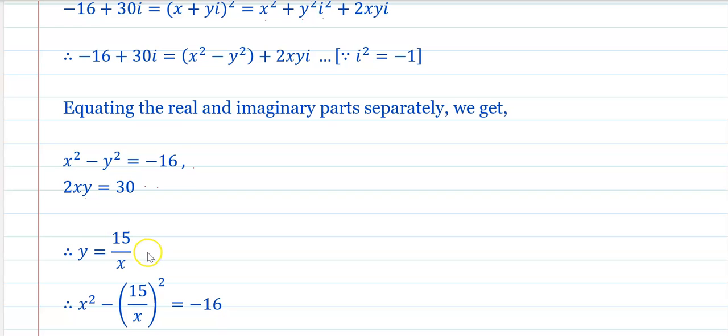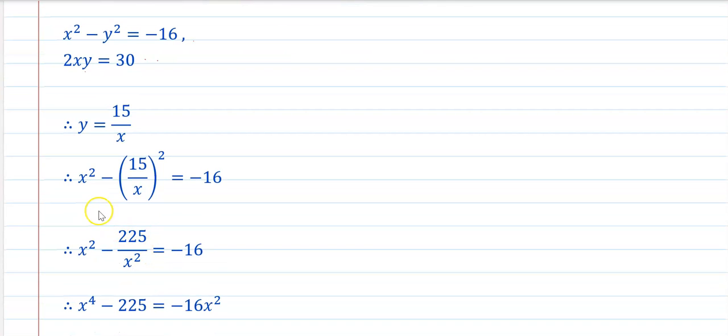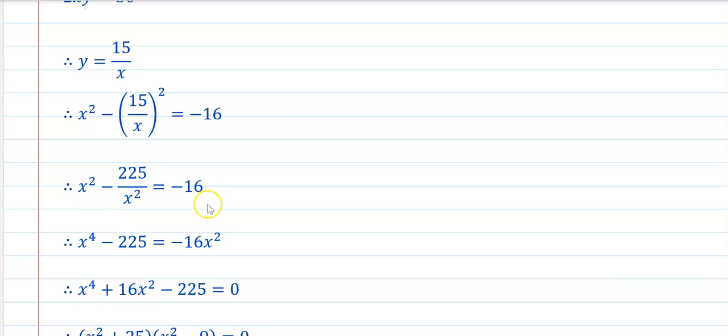15 upon x. Okay. Now substitute the value of this y in this equation. x square minus (15 upon x) whole square is equals to minus 16. Then the square of this comes to 225 upon x square minus 16. Multiply on both sides by x square. x square into x square, you will get x raised to 4. Minus 225 upon x square into x square get cancelled. You will get minus 225 equals minus 16 x square. Now minus 16 x square we bring to this side.